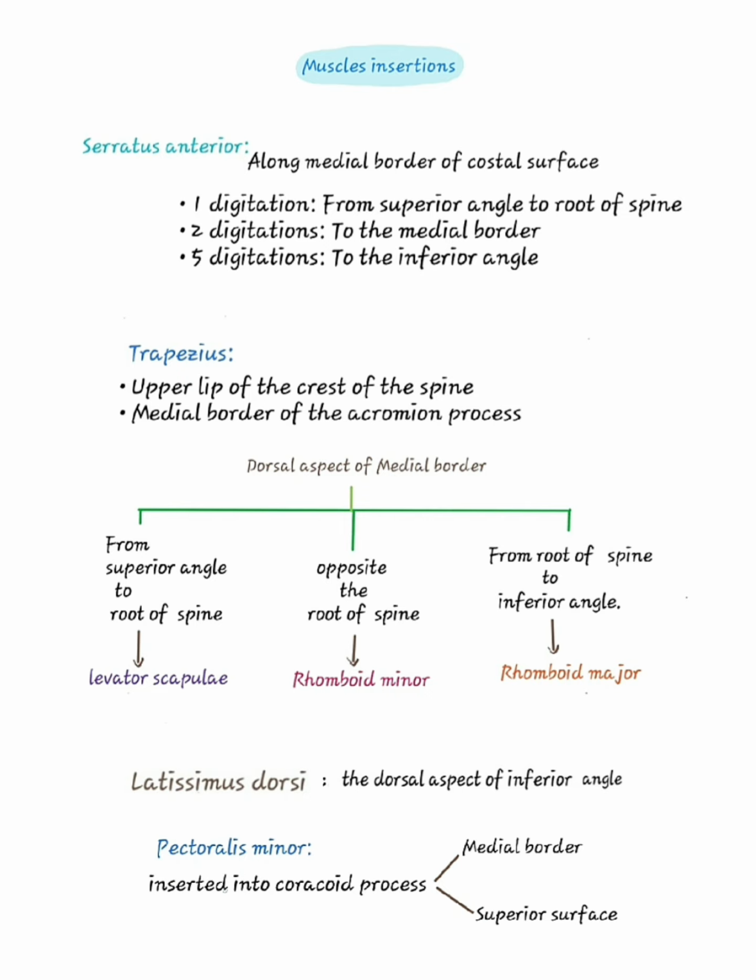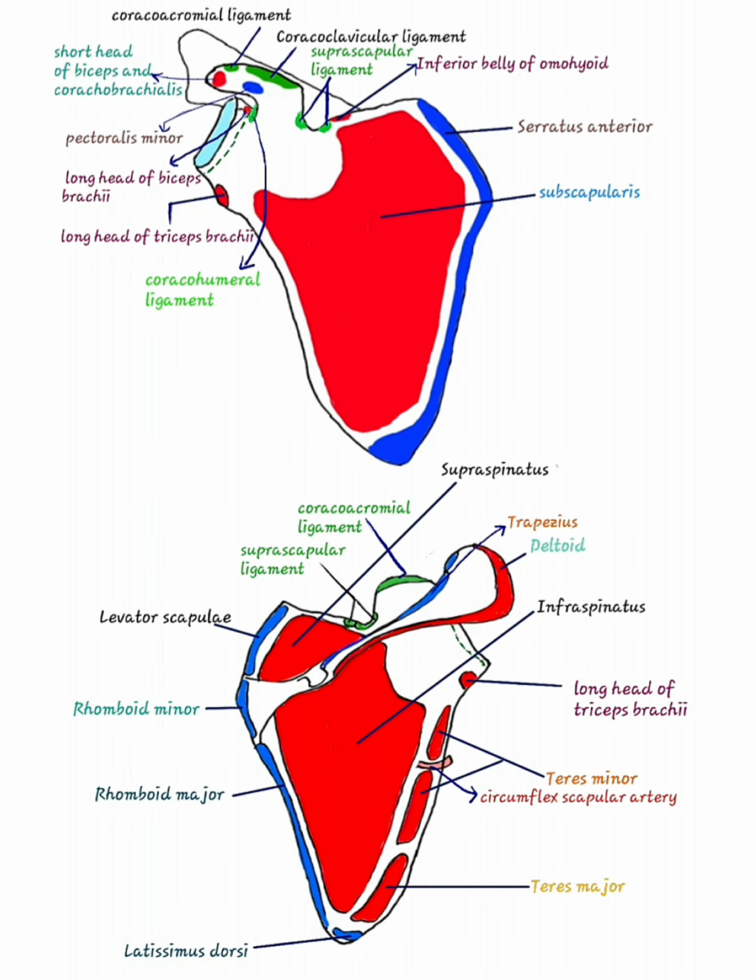Pectoralis minor is inserted into coracoid process, on the medial border and superior surface of coracoid process. Let us revise muscle insertions. Serratus anterior inserts along medial border of costal surface by 8 digitations. Pectoralis minor is inserted on coracoid process.